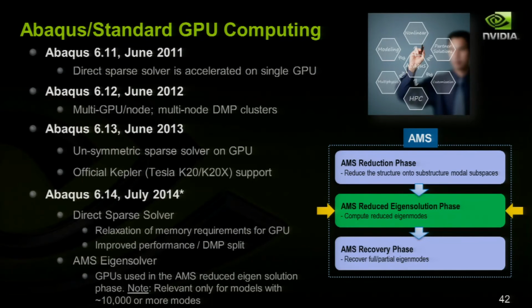Abaqus 6.14 is slated for release this month, and it is going to bring several important features. One is that you can now handle many problems with less memory. The new implementation uses memory very wisely. There is also a new option, the DMP split, which dramatically improves the performance of GPUs in Abaqus. And the AMS eigensolver is also ported onto GPUs in 6.14.